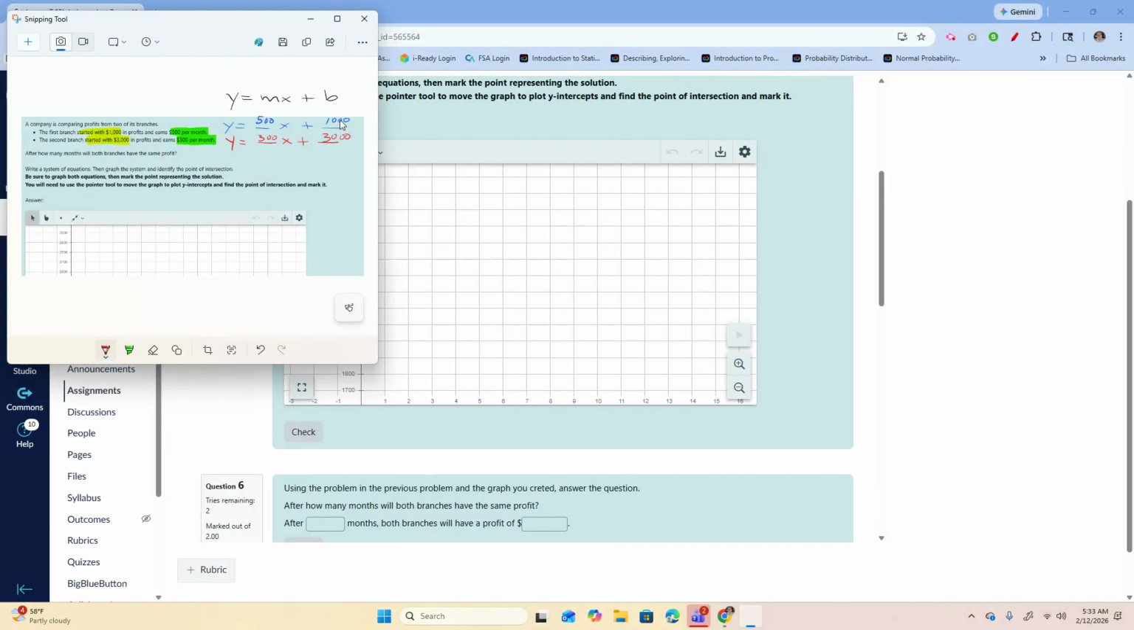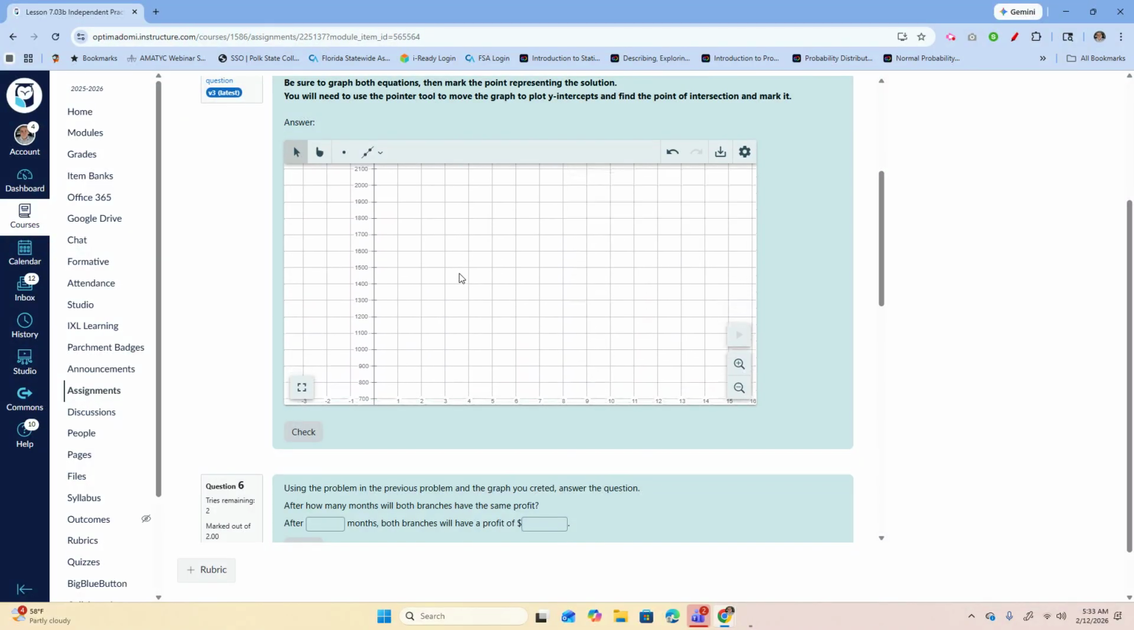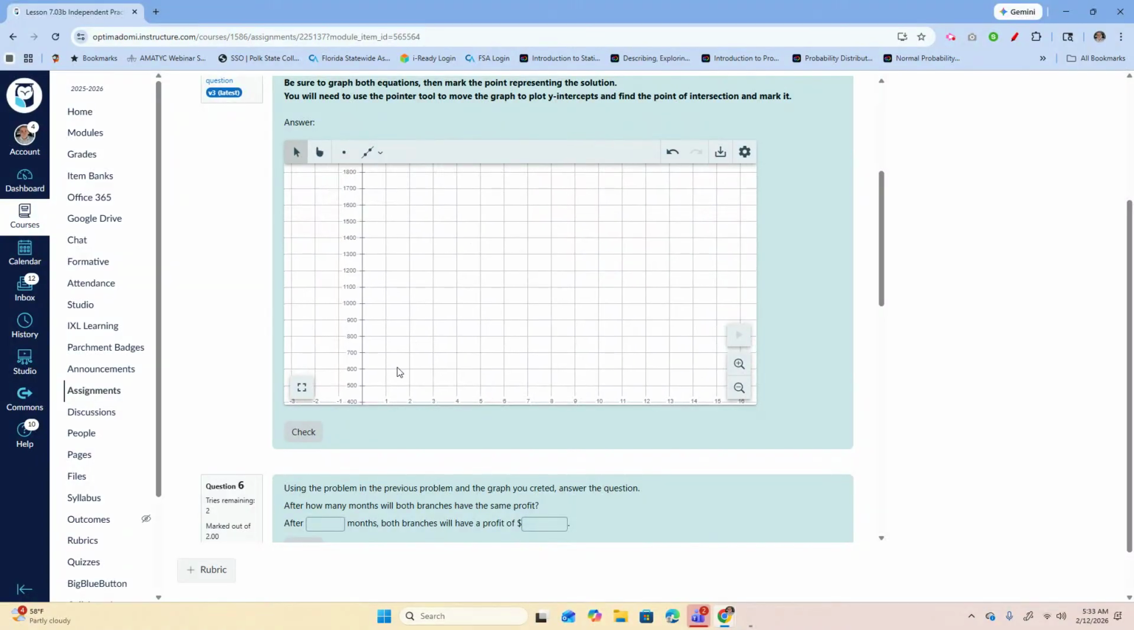So we're gonna start here. So b is 1,000 for the first branch. So let's find 1,000 on the y-axis. And I don't see it, so what I'm gonna do, I'm not gonna click the plus minus sign yet. I'm gonna click on the arrow, I'm gonna drag it up. I think it's better that way. There it is. Okay, I'm gonna click on the point and I'm gonna put 1,000. Here's 1,000. And I click.